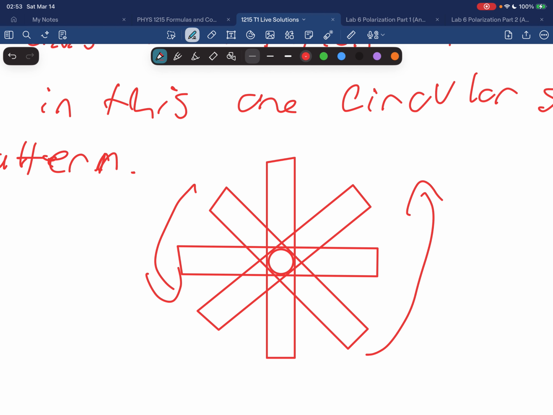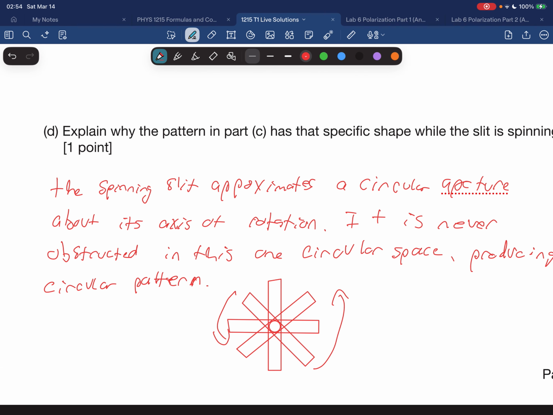As the slit spins, yes, of course, light is still going to pass through the slit. However, it will be constantly passing through the circular region to create a circular aperture. And theoretically, the horizontal pattern or the vertical pattern or the diagonal pattern from the slit at any given time as it's spinning should line up with parts of the circular pattern that's being created anyway.